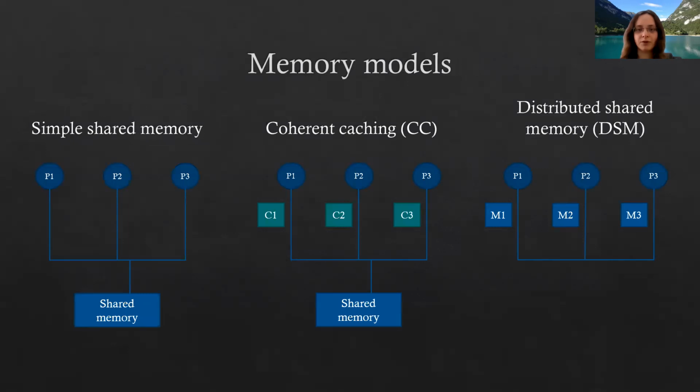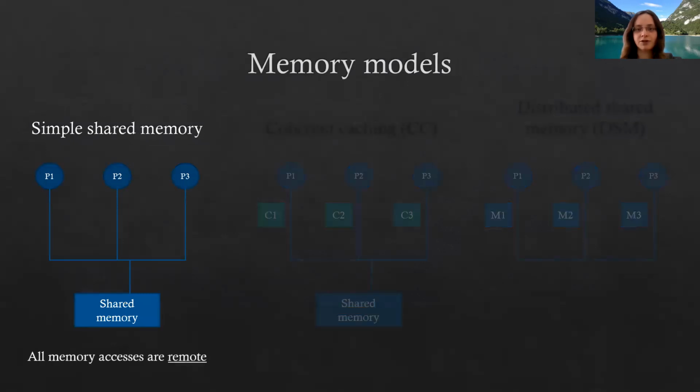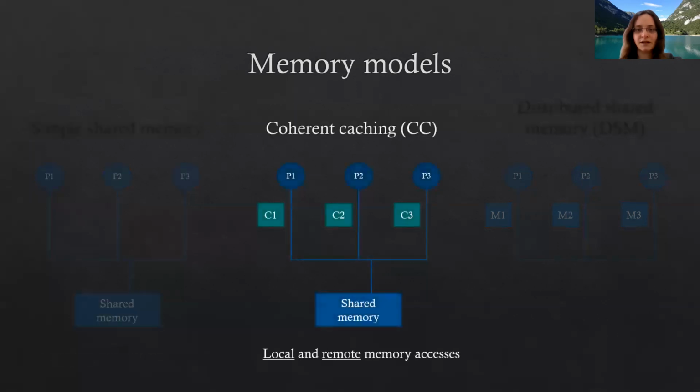We have several memory models. The first is the simple shared memory. There is only one memory and any access to this memory is remote for all the processes. The second is cache coherent, CC in short. In this model, each process has its own cache, and accessing a memory location from this cache is considered local, while accessing the shared memory is considered remote.